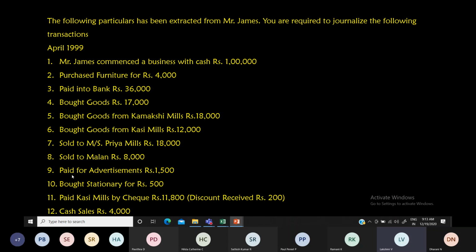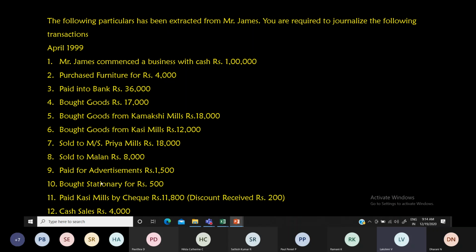And next, the ninth transaction, if you see, it is paid for advertisements. So it is considered as advertisement. So it is an expense for the business. So you have made payment for advertisement. So it comes under the nominal account. Whatever expenses you are meeting out, like salary, rent, carriage, and advertisement, all those things are considered as expenses, and they will come under the nominal account. So paid for advertisement rupees 2500. So it comes under the nominal account.